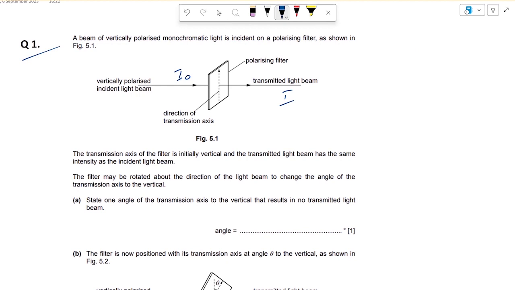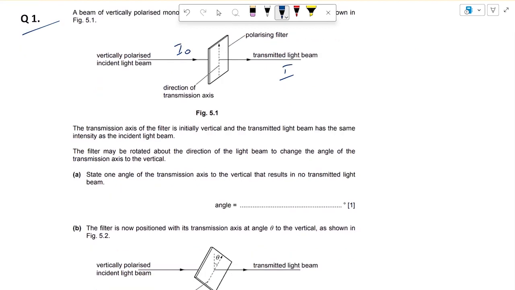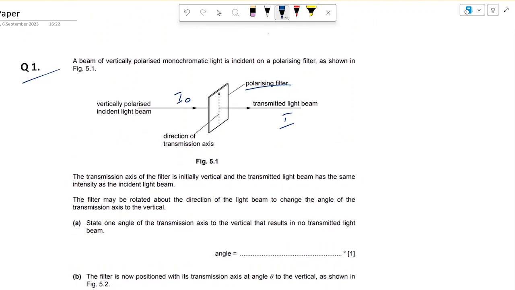It's a vertical line. The first question wants us to find the angle at which we would need to rotate this polarizing filter in order to restrict the flow of light. To accomplish this, we would need to rotate it in such a way that the slit is a horizontal line, and that would be a 90 degrees rotation. So 90 degrees.